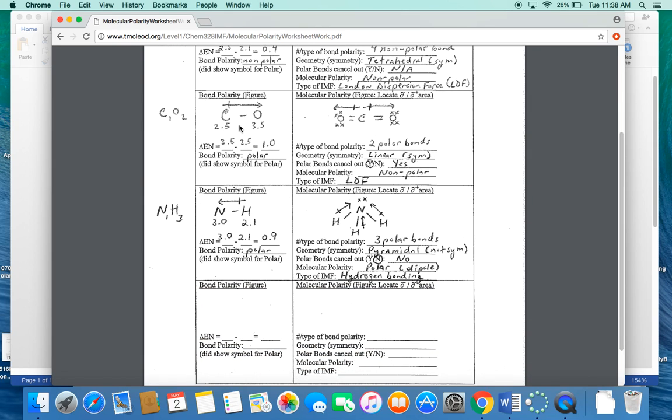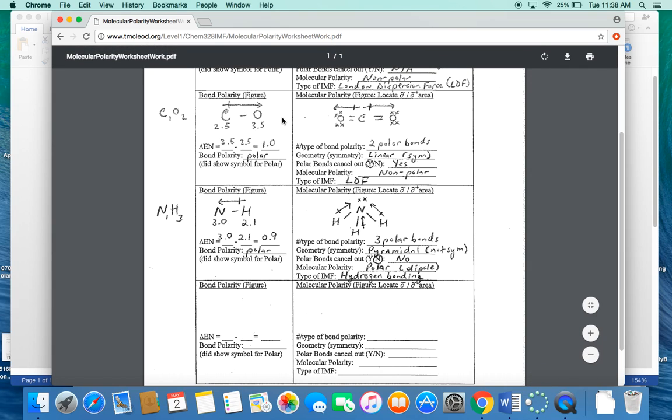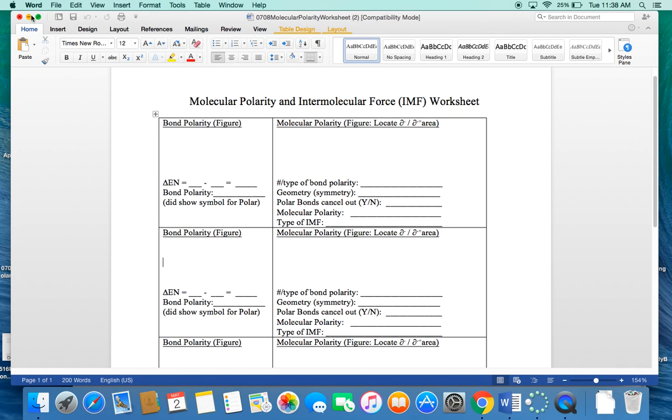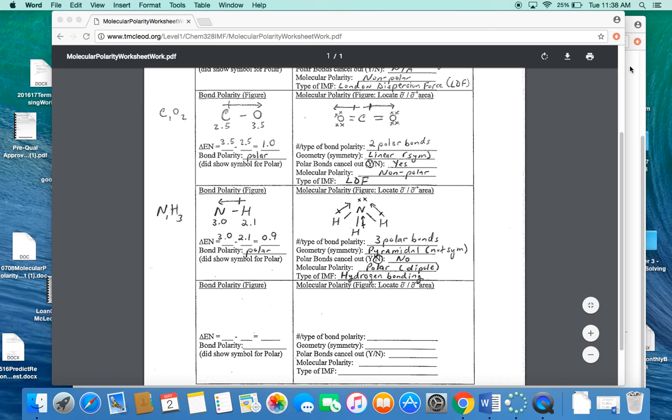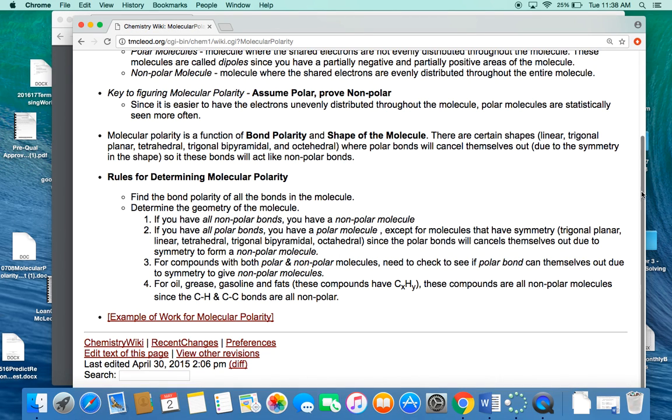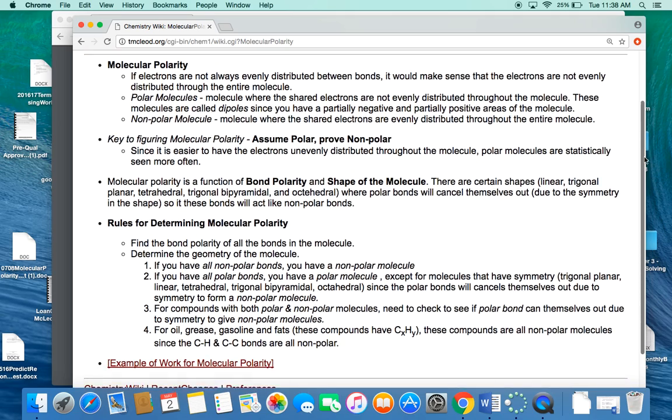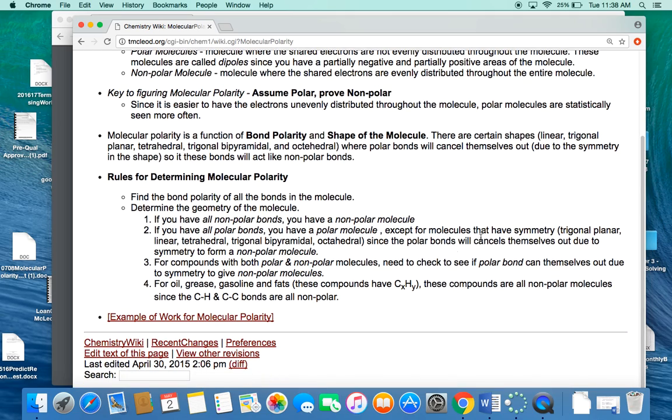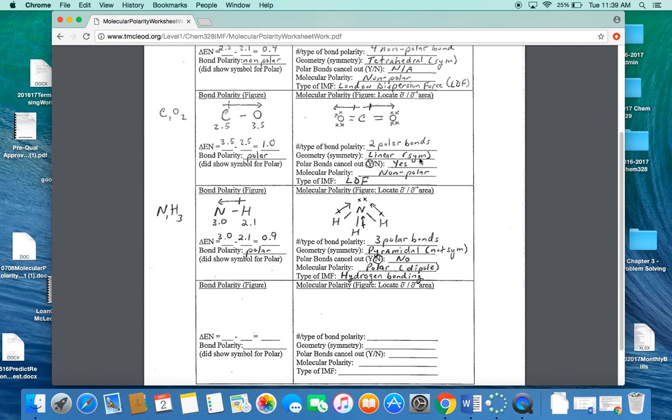The next one is when you have polar bonds. CO2 is C to O, and you can see that it's a polar bond. You have a little polar symbol. Here's your Lewis dot structure, and now you show the symbols of the polars. There are two polar bonds, so you show two polar symbols. Now the geometry is linear, and linear is a symmetrical molecule. How do you know it's symmetrical? You go here, and it tells you which are the symmetrical molecules. Right in there. Linear is one, so it is symmetrical.